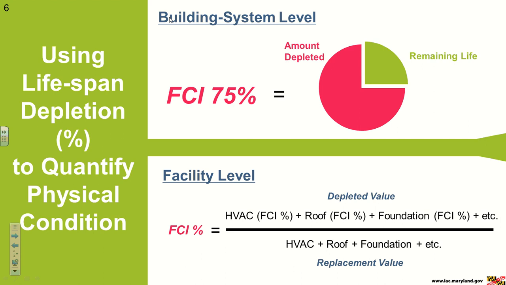To calculate the FCI for a facility, we first determine the full replacement value of each of the major building systems, such as the foundation, exterior shell, roof, HVAC, plumbing system, electrical system, lighting, and so on. The denominator is the sum of these replacement values, and the numerator is the sum of each building system's replacement value multiplied by its FCI percentage. If we want to know the FCI of our facilities portfolio, we similarly aggregate the proportionate FCI score times the replacement value of each of its facilities.